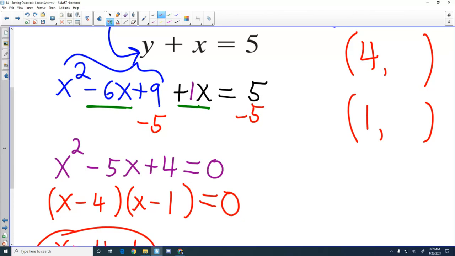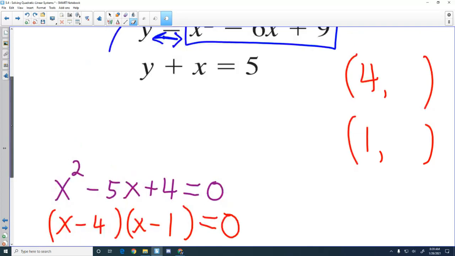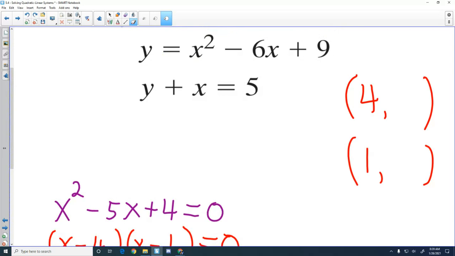So what do we do? Well, we can simply use one of our equations that we started with. I'm going to plug x into either one of these equations to get the corresponding y value. Again, you've got your own choice of which equation you want to use. Generally, I'm going to stick with the linear equation because it's a lot easier to just subtract the number from 5 than to square it, multiply it by negative 6, and then add 9.